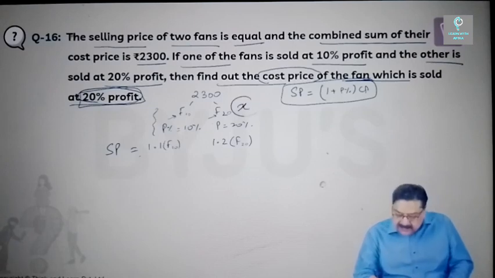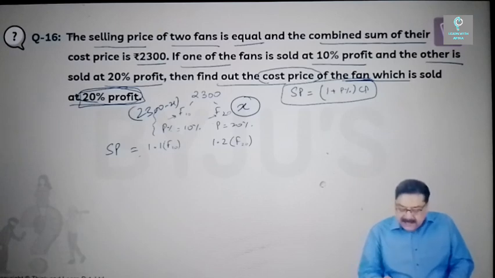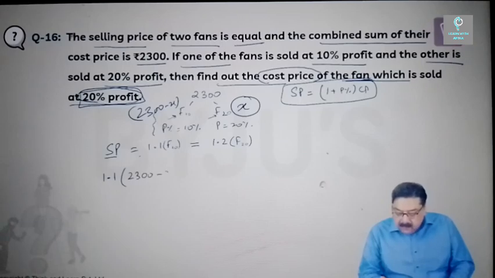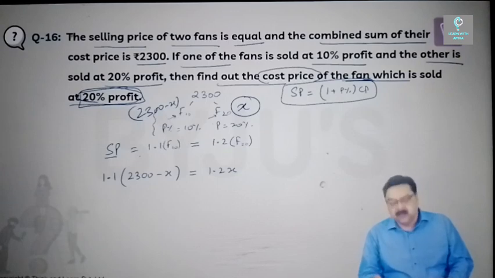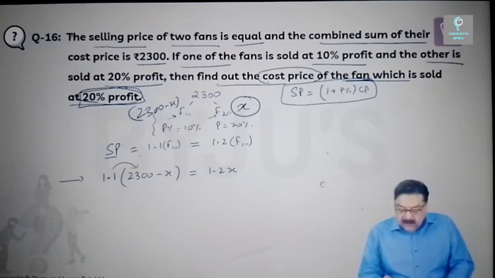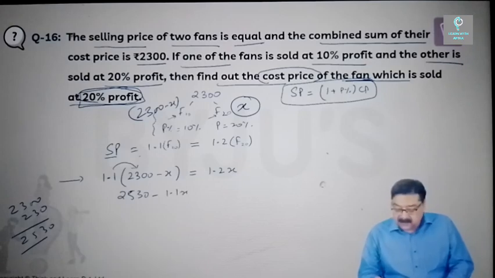So let this be X and this becomes 2300 minus X. And as selling price is the same for both, we will get 1.1 times (2300 minus X) equals 1.2 times X. So you get your equation here, just need to resolve this. So 1.1 into 2300, in 2300 you add 230. So 2530 minus 1.1 times X equals 1.2 times X.